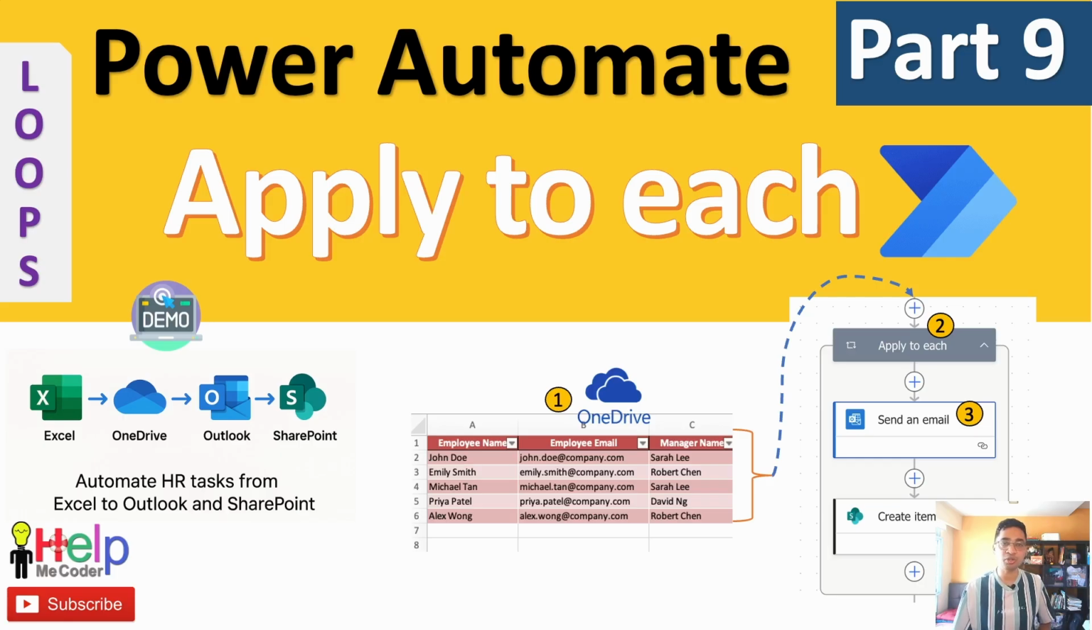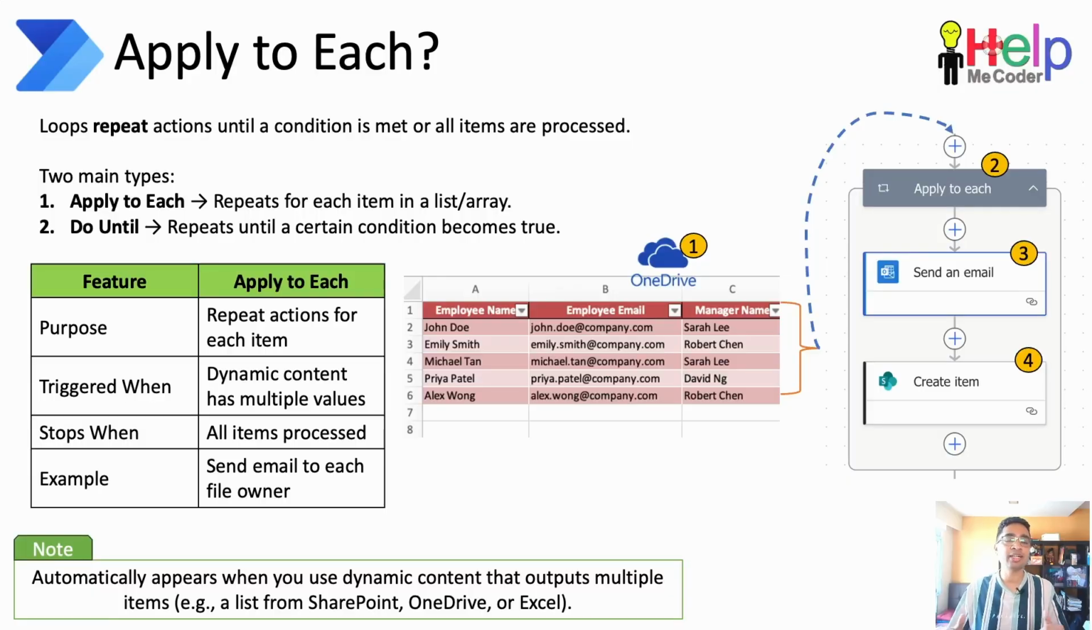Okay, so in this video we are going to do a couple of demos, plus we will let you know all about apply to each. Before we understand apply to each, let us go through loops. Loops are basically a certain set of actions that we keep on executing until either the condition is met or we have exhausted all the items, meaning all the items have been processed.